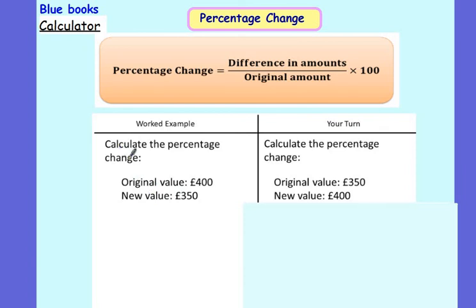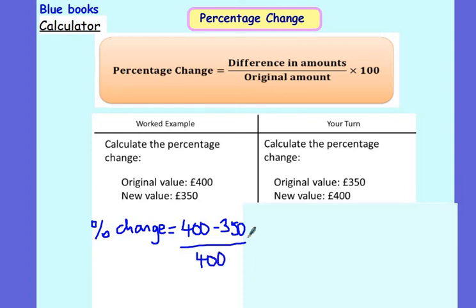So for my first one, it says calculate the percentage change when the original value was 400 and the new value is 350. So the difference in this amount, my percentage change, is going to be the difference in the amounts, which in this case is 400, take away 350, all divided by my original amount, which is 400, and then I multiply that by 100.